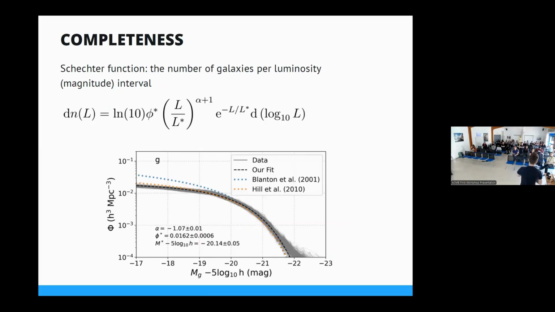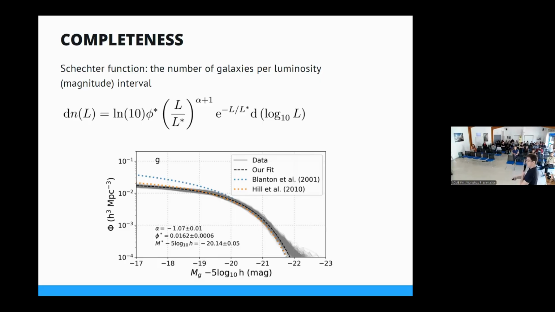Okay, so what can we say about this catalog? First of all, what's really crucial for us is the completeness of the catalog. So how far away the catalog reaches, basically. It's quite hard to quantify the completeness for such a catalog because it's a composite of a bunch of different data sets, and because of that, towards different sky directions, you have widely different limiting magnitudes and hence widely different completeness values. So how can we approach this? We can use the Schechter function, which just gives you the number of galaxies per luminosity or magnitude interval.